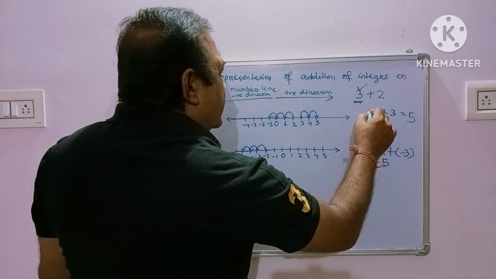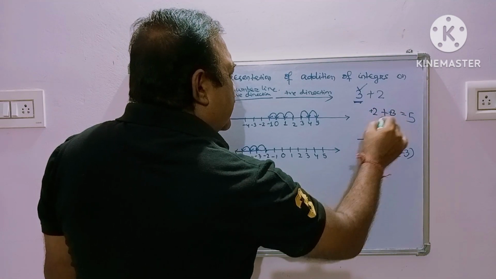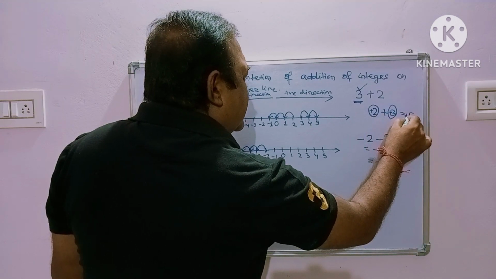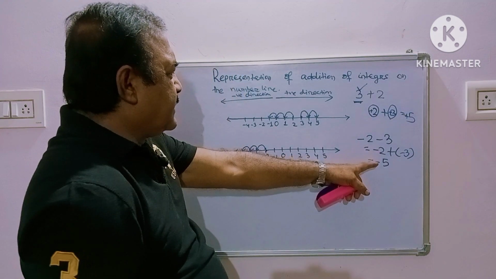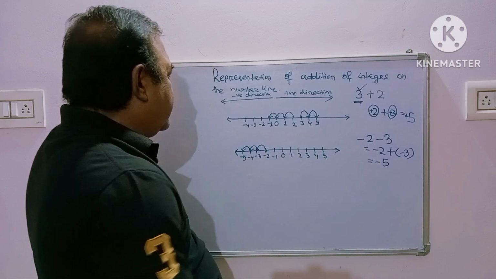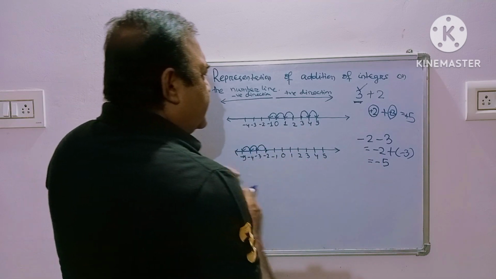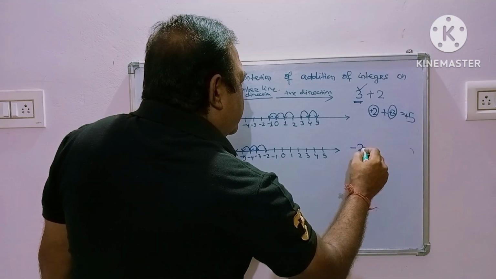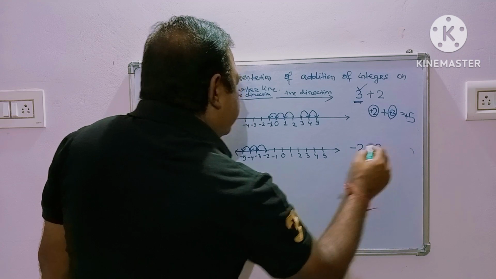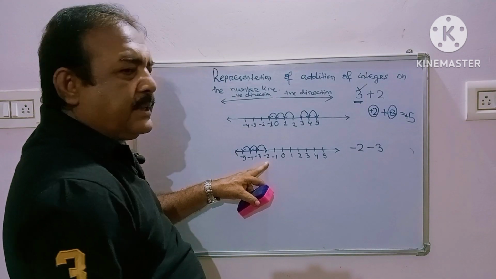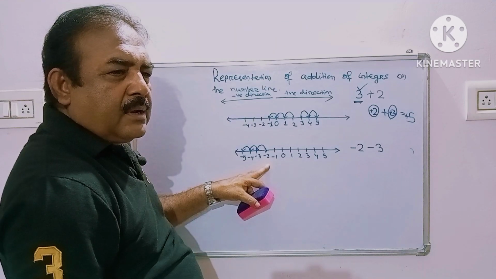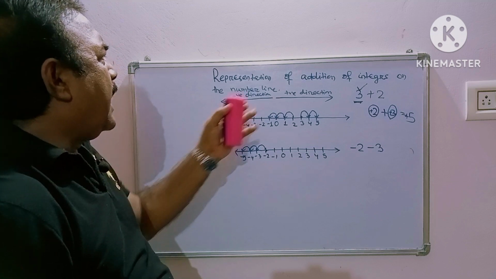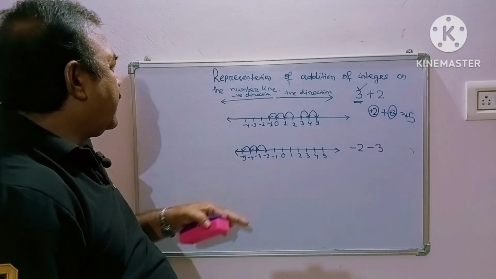And you see, this is the positive sign, this is the positive sign. We do not write it. Yes or no? This is also a positive sign. Like this, you will do it. So this is the representation. You may write -2, -3. We could show it like this. Okay? So this is the representation of addition of integers on the number line.